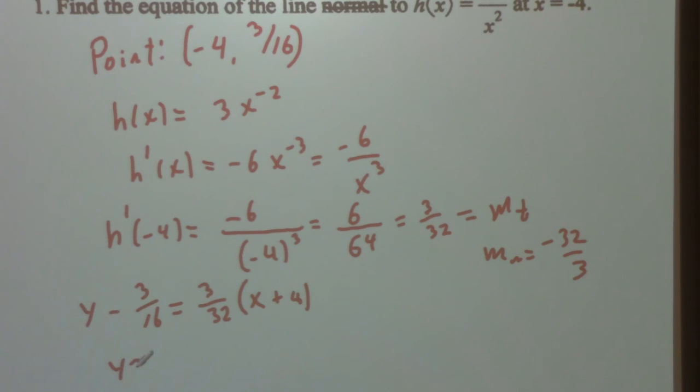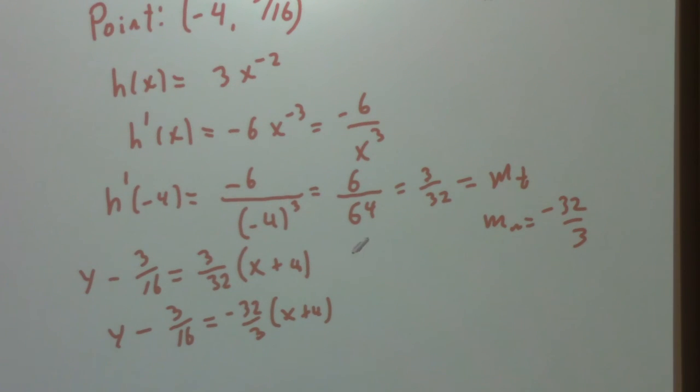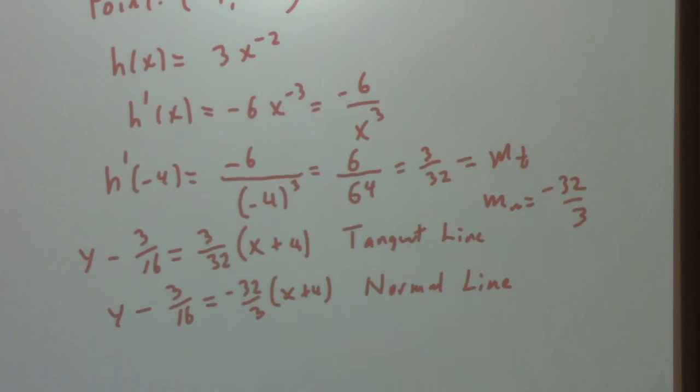And your normal line is going to be the same thing except what? How is this going to be different, our normal line? It'd be negative 32/3, times (x plus 4). So you have tangent line and normal line, and that's really all there is to it. I don't think this is that hard. If you have the tangent line figured out really well, this is just a very minor extension of that. Okay?